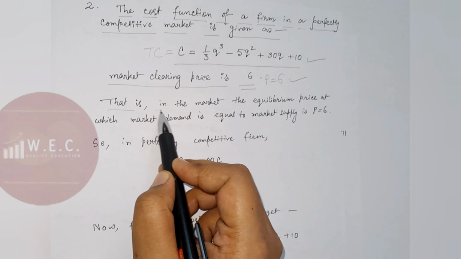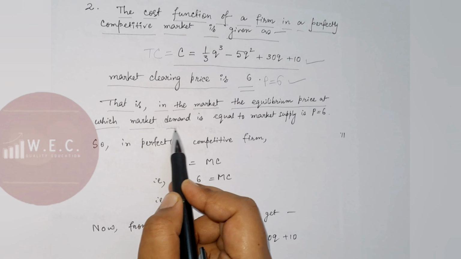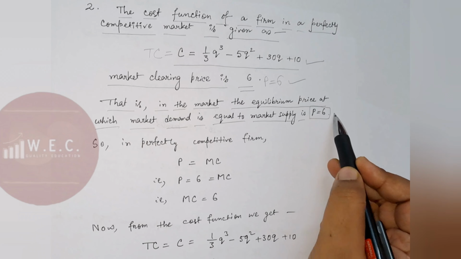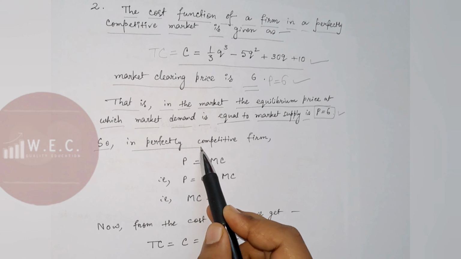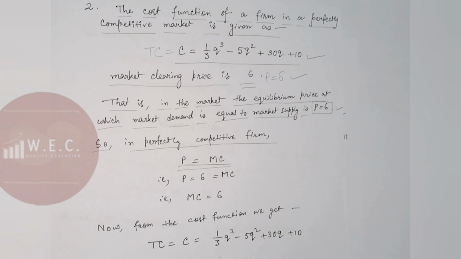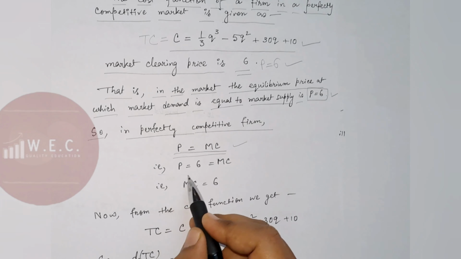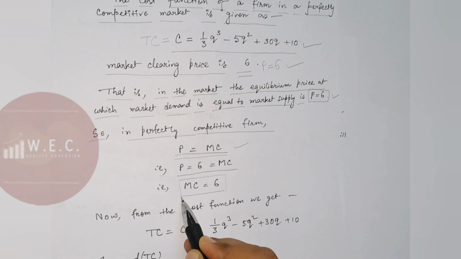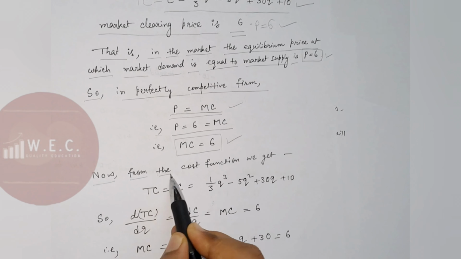Now the market clearing price means the price at which market supply is equal to market demand. In a perfectly competitive firm, price is equal to MC. MC means marginal cost. If price is 6, that means MC is also equal to 6. You all know in a perfectly competitive market, P equals MC. If P equals 6, then MC also will be equal to 6.